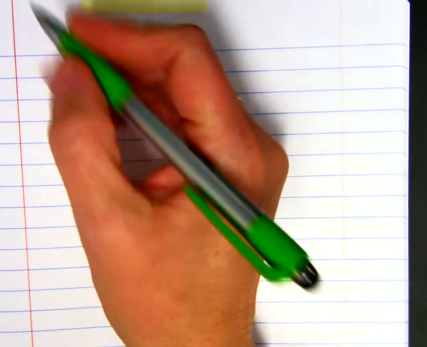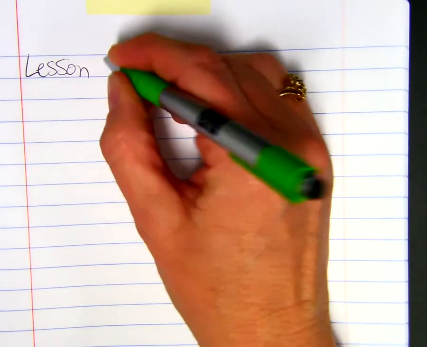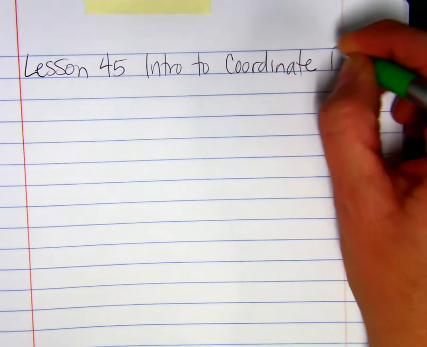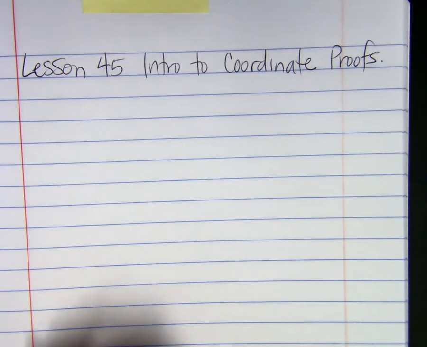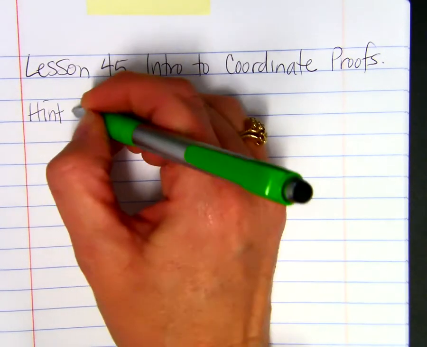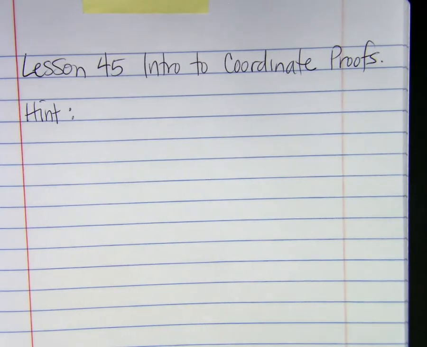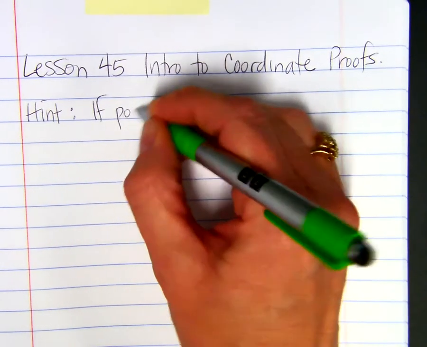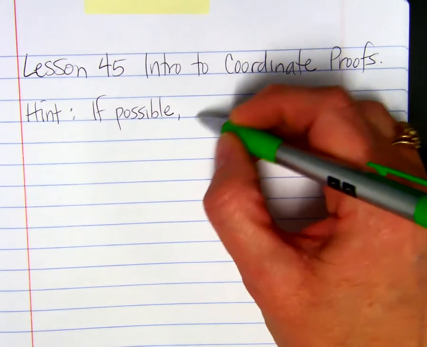Okay, lesson 45, Introduction to Coordinate Proofs. So there is a hint if you are not given all the coordinates and you're just asked to use a coordinate plane to prove something. A lot of times if you can put one of the vertices at the origin, that will help, like with distances and stuff like that. So if you're not told otherwise, basically if possible, place a vertex at the origin.